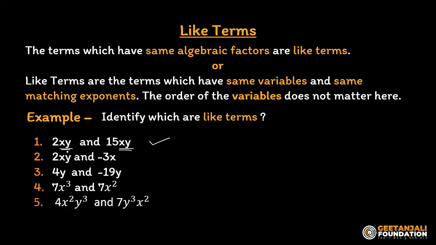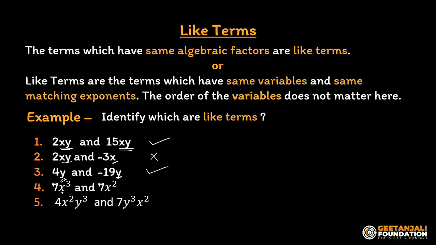Here the variables are x, y, and here the variable is only x. There is a difference. One variable is missing over here. So these are not like terms. Now here 4y and minus 19y. We are concerned only about these variables, y and y. So they have the same algebraic factors. So these are like terms.